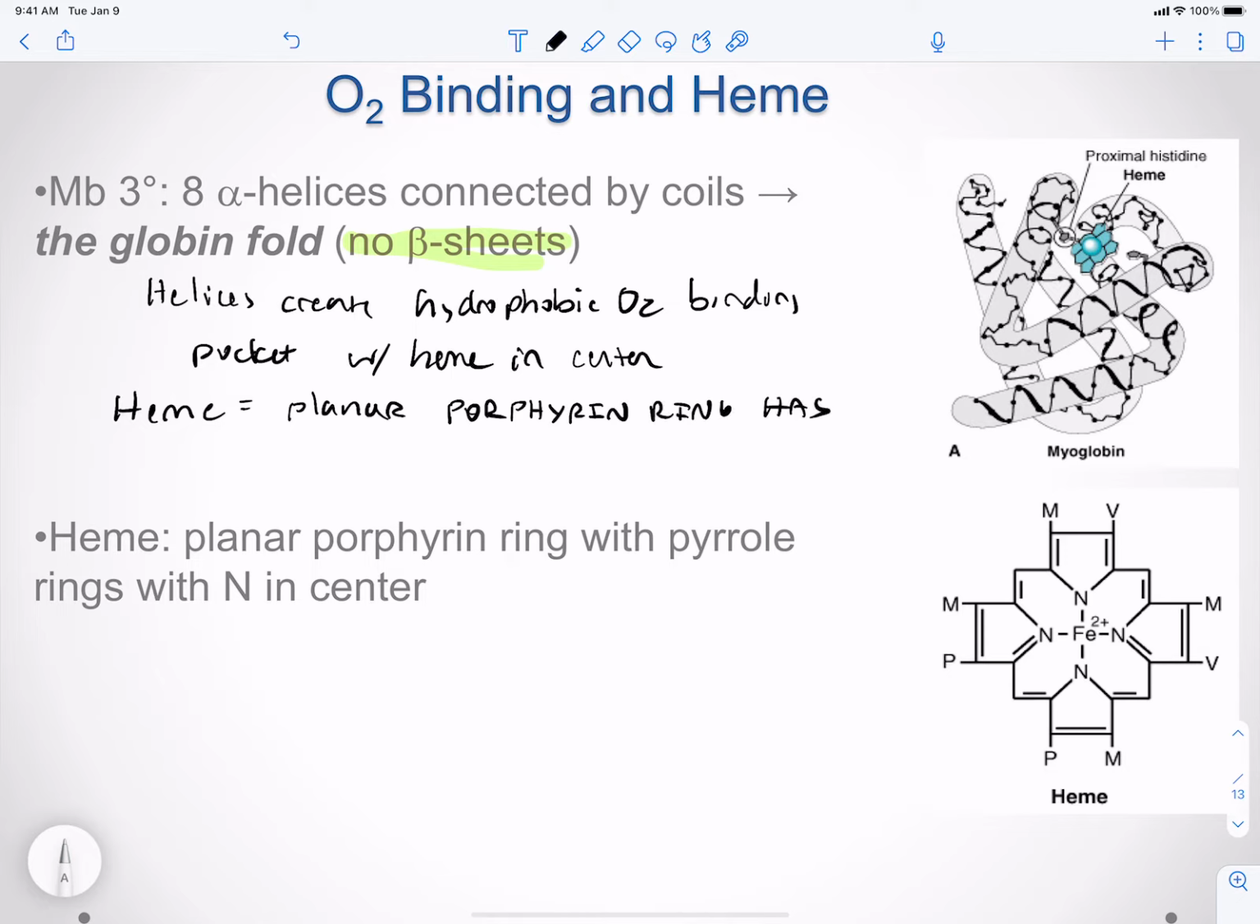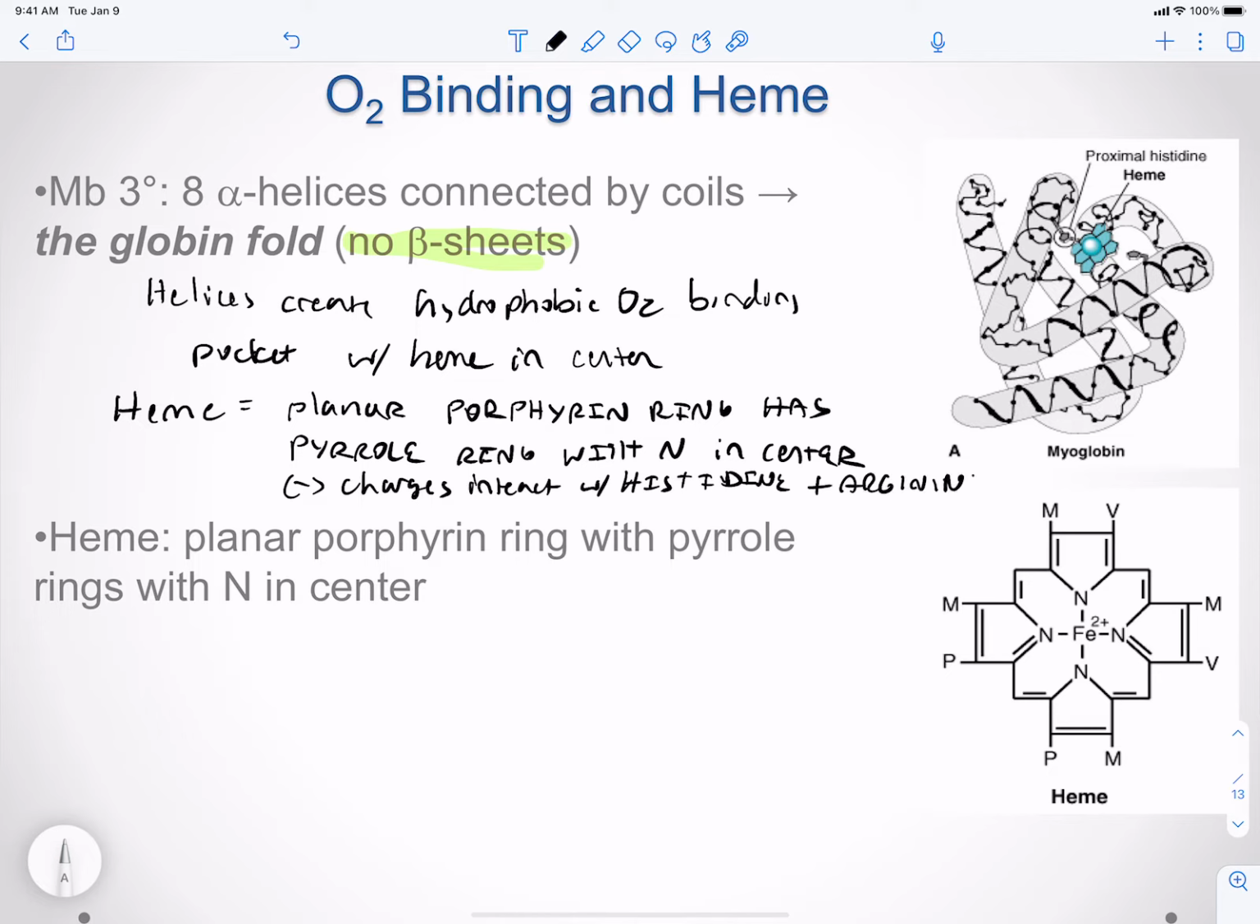And it has a pyrrole ring with nitrogen in the center. It has negative charge groups that are going to interact with histidine and arginine. And then you also have hydrophobic regions of methyl and vinyl in heme. All in all, you have a total of 16 interactions with your myoglobin.